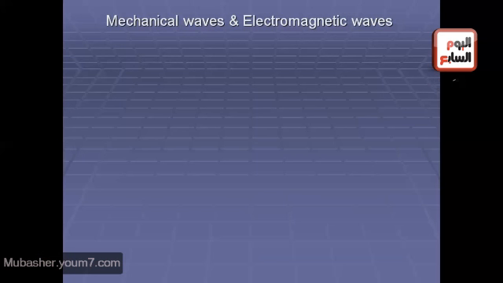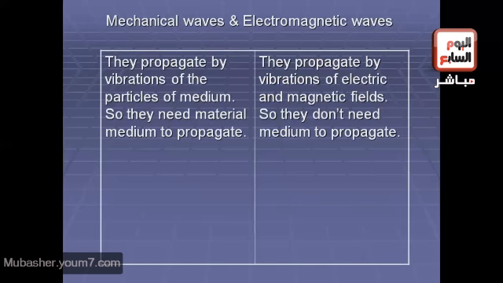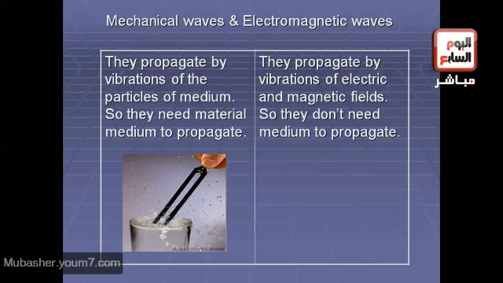Okay, let's begin. Mechanical waves and electromagnetic waves. This table shows a point of comparison. Yes, mechanical waves propagate by vibrations of particles of a medium, so they need a material medium to propagate. Okay, and this is an example of a mechanical wave. You see in the picture a tuning fork making a sound wave, and this vibration makes movement of the particles of water outside the glass cup.